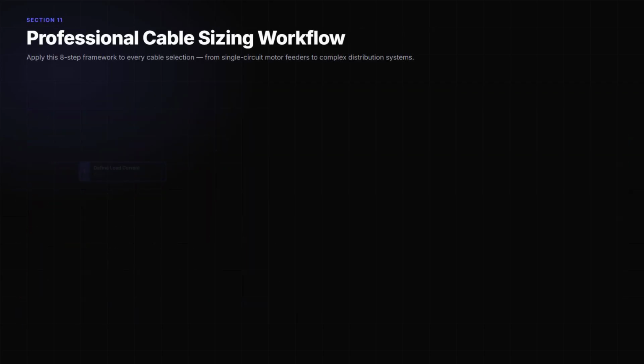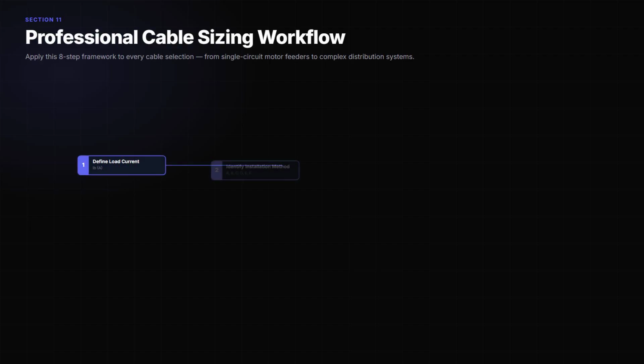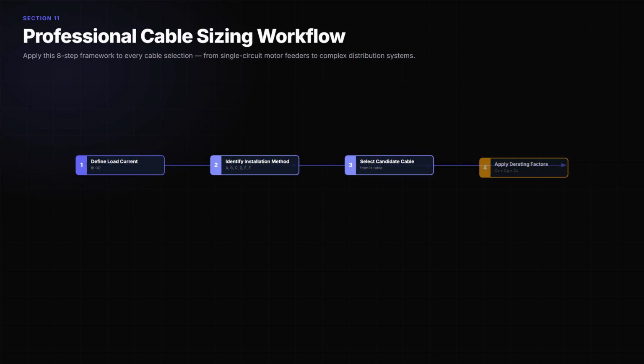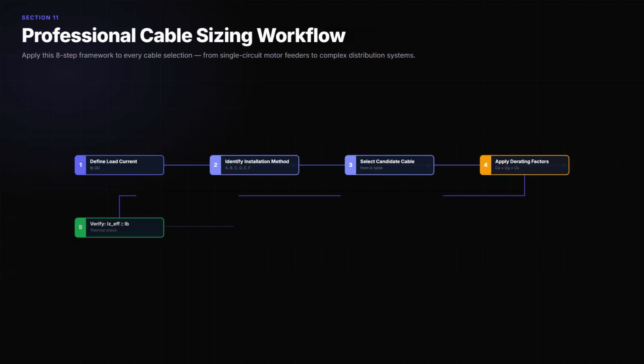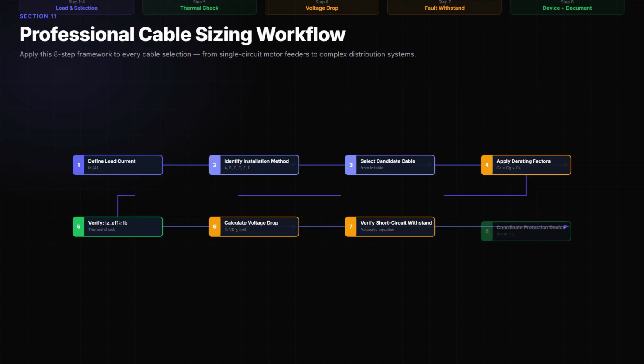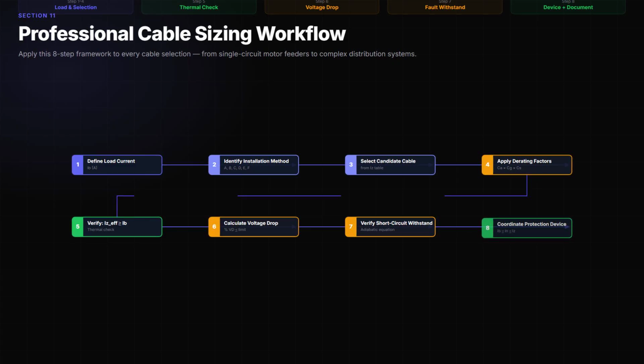Here is the professional cable sizing workflow you can apply immediately to any project. Step 1: confirm your load current, IB. Step 2: identify your installation method. Step 3: select a candidate cable from the relevant current rating table. Step 4: apply all derating factors simultaneously and verify effective IZ exceeds IB. Step 5: calculate percentage voltage drop. Iterate with a larger cable if the limit is exceeded. Step 6: verify short circuit withstand using the adiabatic equation. Step 7: select and coordinate.